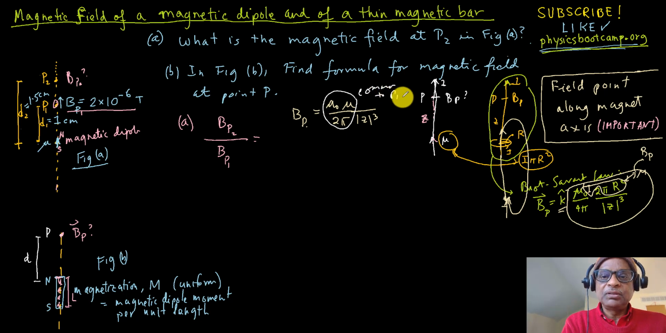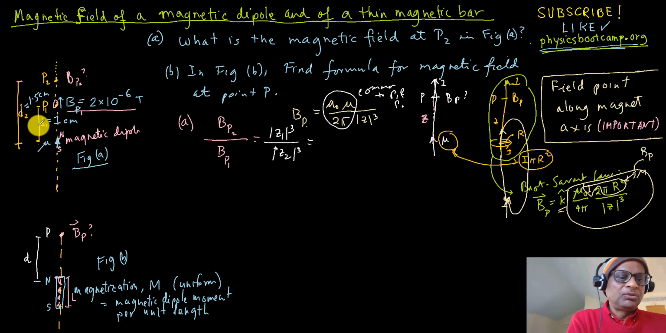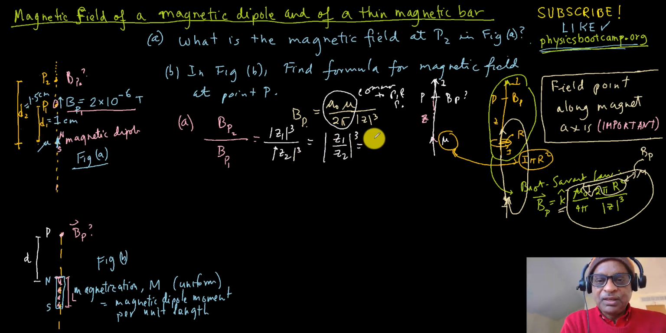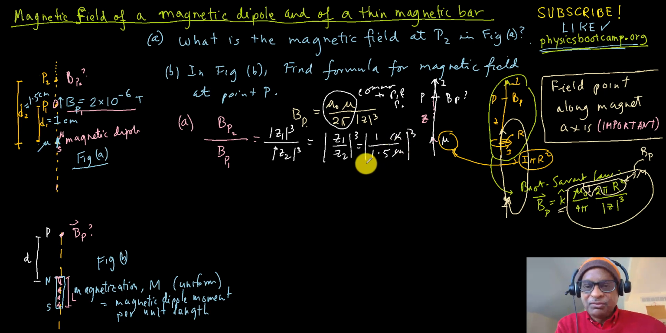Common to P1 and P2. So this is going to be z1 cube over z2 cube, and those are the d's, and so z1 cube is once. I really don't need to change the units because they're in the same unit, centimeters. So z1 is 1 and this is 1.5, the centimeters cancel out. Centimeters cancel out very nicely, right?